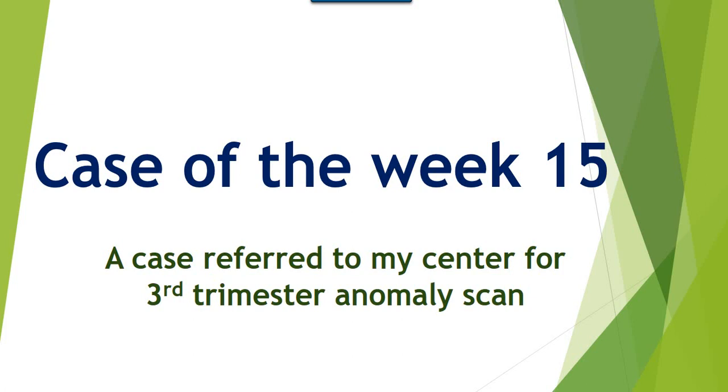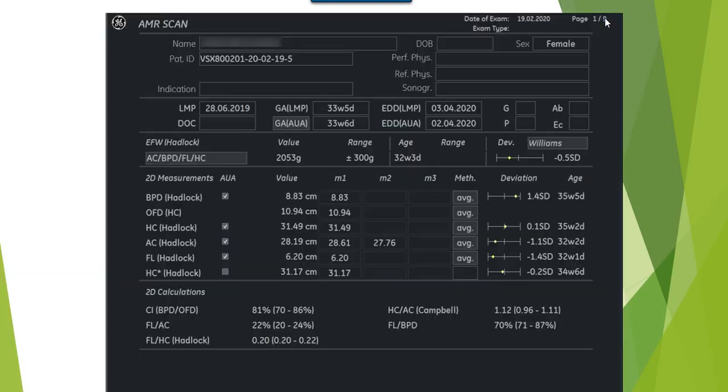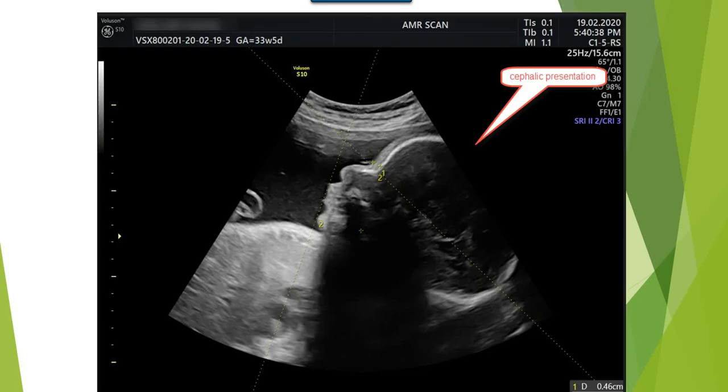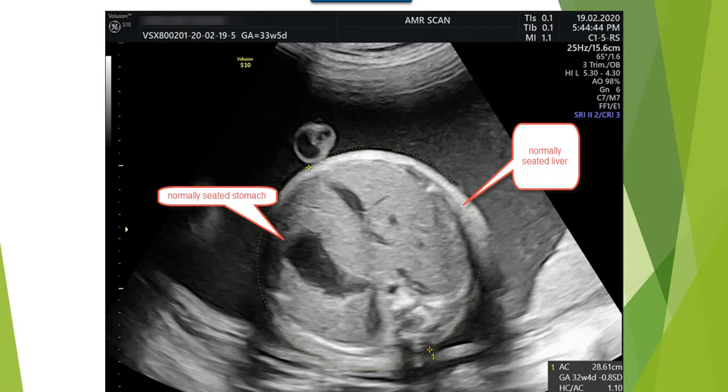This is a case referred to my center for third trimester anomaly scan. We will review the case images and cine loops. The case has normal fetal growth, cephalic in presentation. The stomach lies on the left side with normally seated liver.